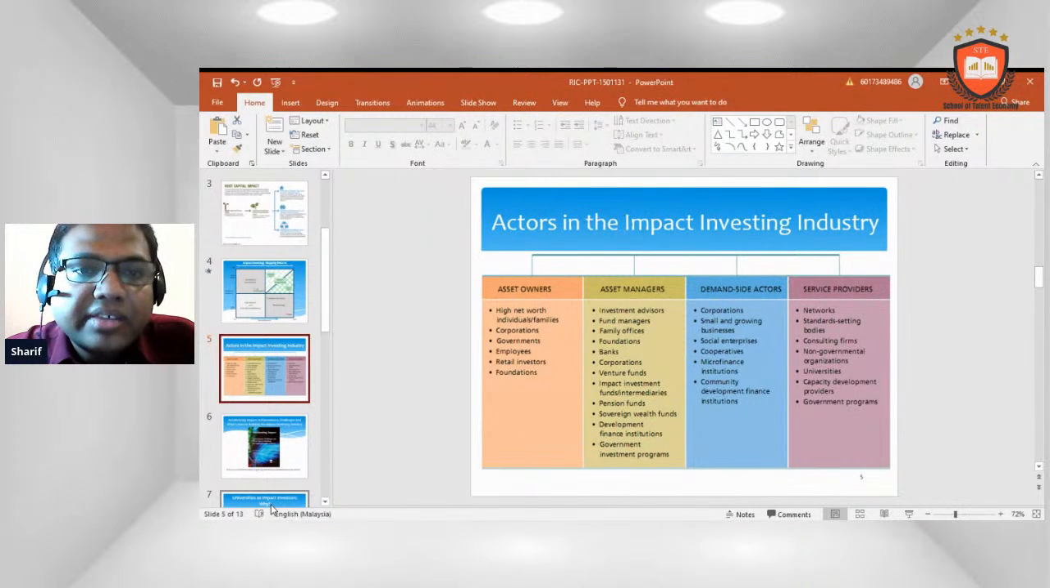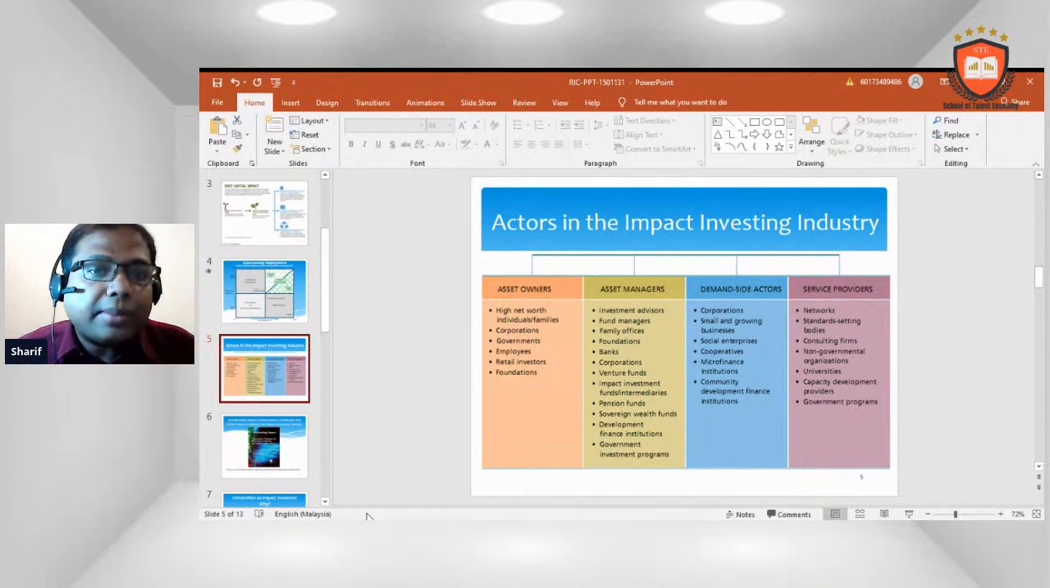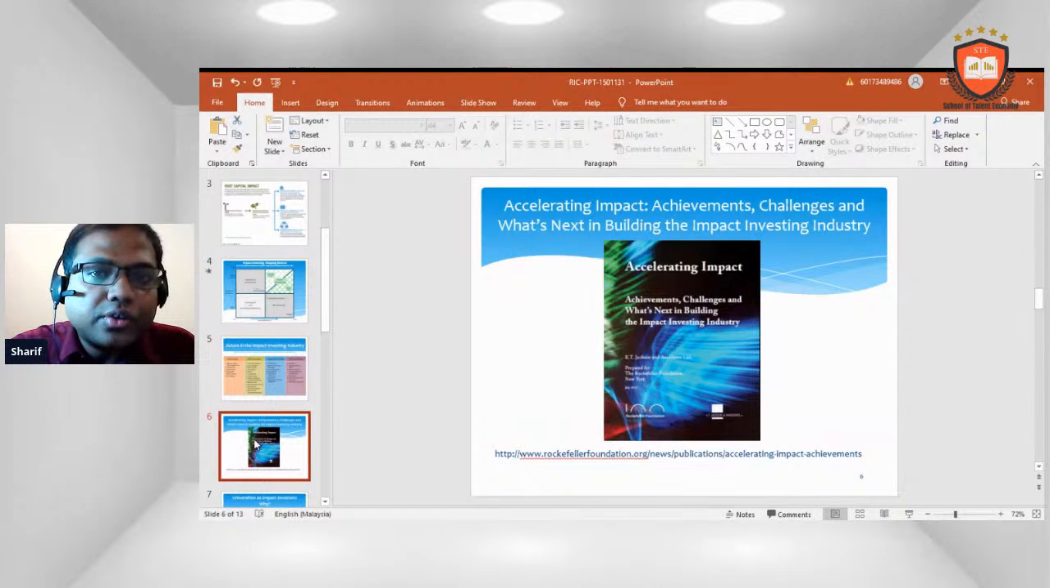Actors in the impact investment industry: asset owners, high net worth individuals or families, corporations, governments, employees, retail investors and foundations; asset management, investment advisors, fund managers, family offices, banks, venture funds, impact investment funds and intermediaries; pension funds, sovereign wealth funds, development financial institutions, government investment programs; demand side actors, corporations, small and growing businesses, social enterprises, microfinance institutions, community development financial institutions; service providers, network standard setting boards, consulting firms, non-governmental organizations, universities, corporate development providers and government programs. These are very important factors.